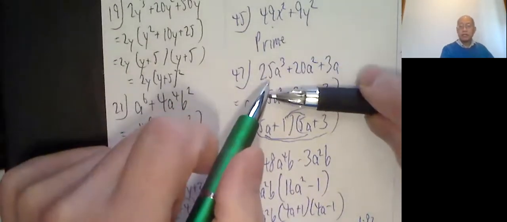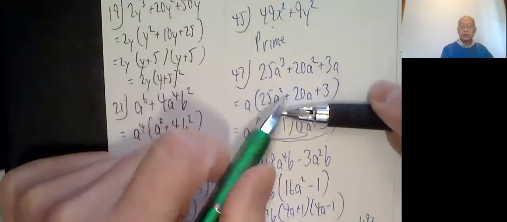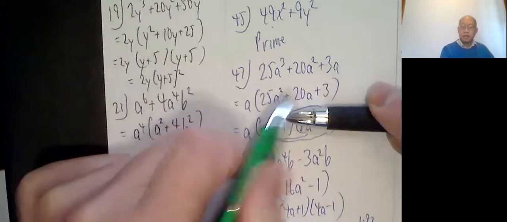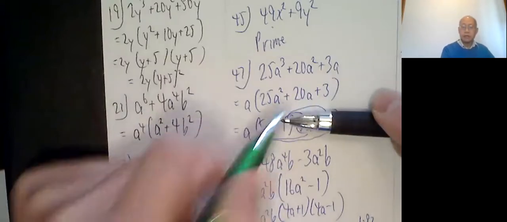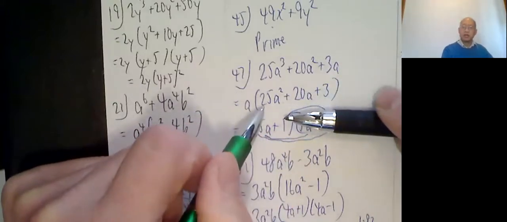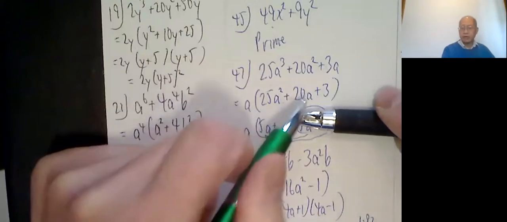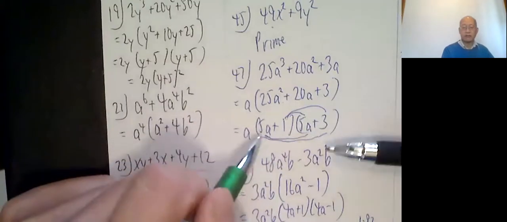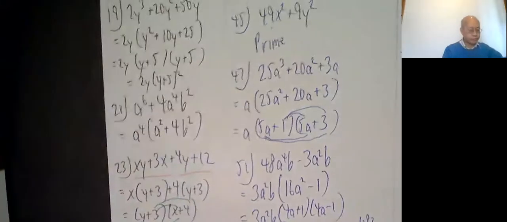47, factor out the GCF of A, 25A squared plus 20A plus 3. Okay, plus plus means plus plus. A squared is A times A. How do you get 3? Well, 1 times 3. 25, it's either 1 times 25 or 5 times 5. Okay, you can't have the 1 and 25 and end it with 20. That's already past the limit, so it's got to be 5 and 5. So 5A plus 1, 5A plus 3. And there's the A in front also.